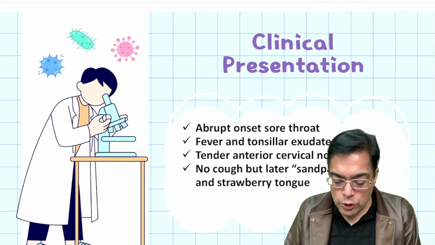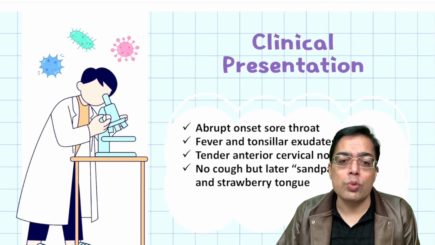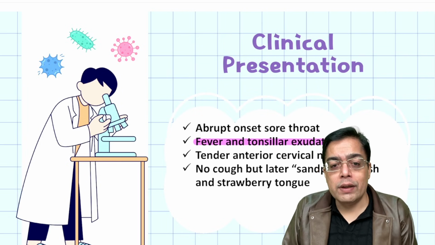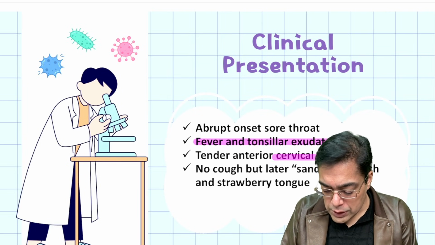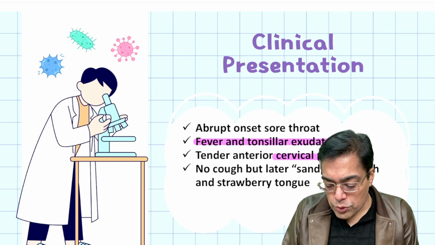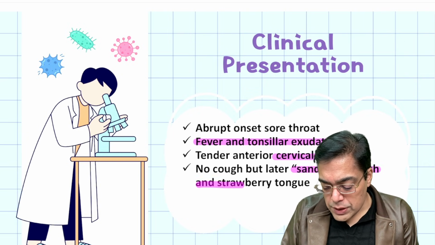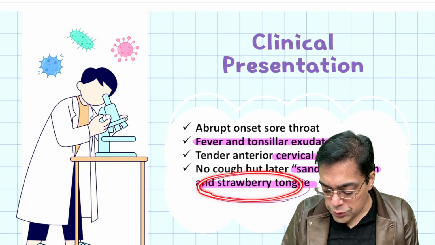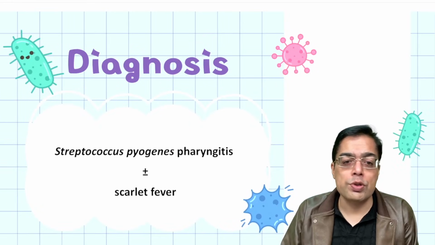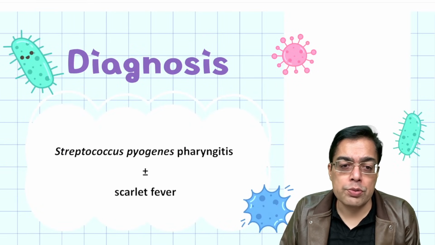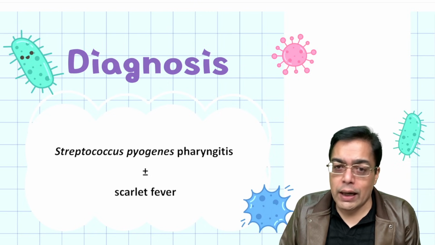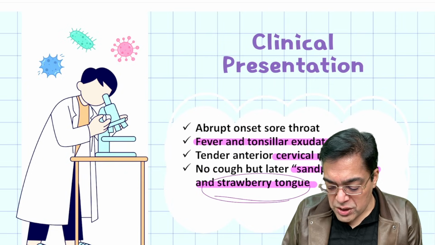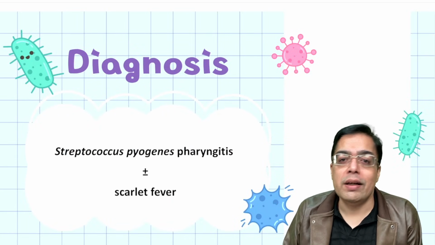The next one makes a mention of a patient with an abrupt sore throat. The patient has fever and tonsillar exudates. There can be tender anterior cervical lymph node enlargement, and the patient has a sandpaper rash. There is a keyword over here, which is strawberry tongue. The moment I think of a strawberry tongue, I think of a sandpaper rash. Of course, you know the answer. This is likely a patient suffering from Streptococcus pyogenes pharyngitis, and this kind of rash reminds you that the patient could be suffering from what is given the name of scarlet fever.